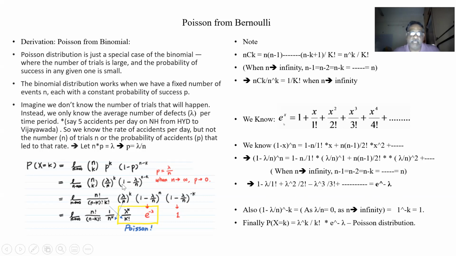Because here it is (1 minus lambda by n) whole to the power of n. N is infinity. So when I am doing the infinite series, n square and the bottom n square get cancelled, n cube and the bottom n cube get cancelled, and it is lambda square, lambda cube, lambda to the power of 1, like that. This series I am getting. This is nothing but e to the power of minus lambda. So when n is infinity, the binomial probability is converting to e to the power of minus lambda into lambda to the power of k by k factorial.